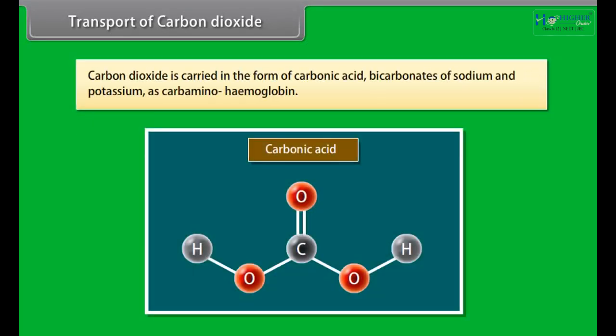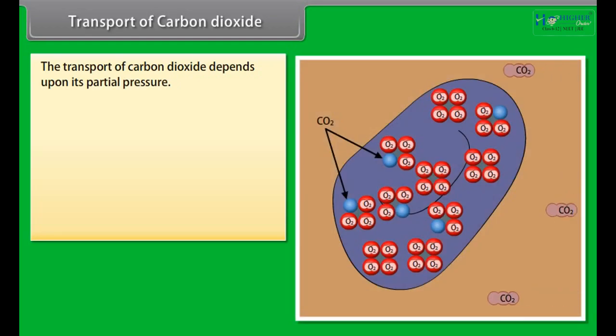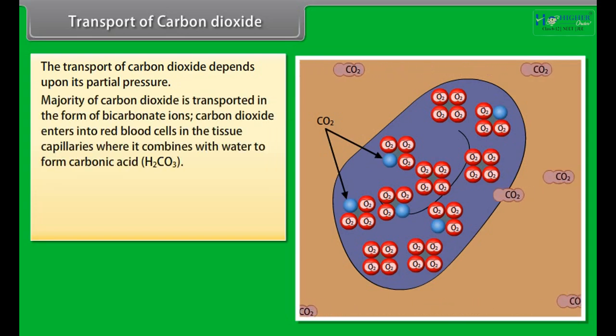Carbon dioxide is carried in the form of carbonic acid, bicarbonates of sodium and potassium, and as carbaminohemoglobin. The transport of carbon dioxide depends upon its partial pressure. Majority of carbon dioxide is transported in the form of bicarbonate ions.